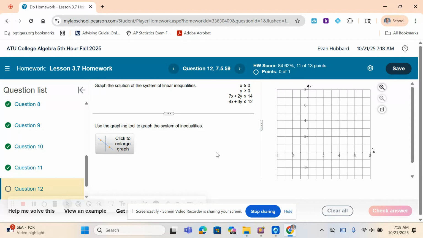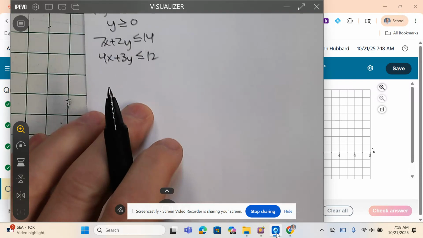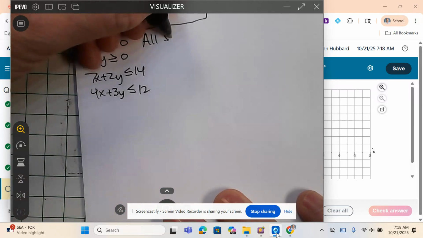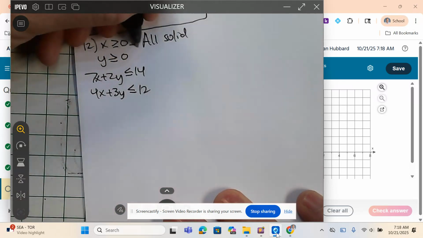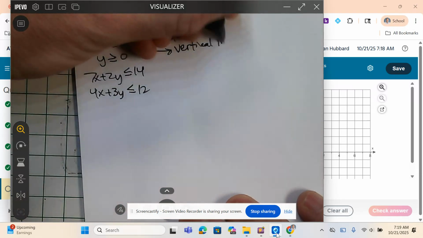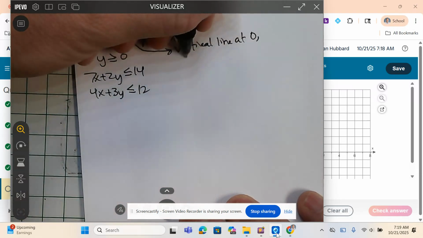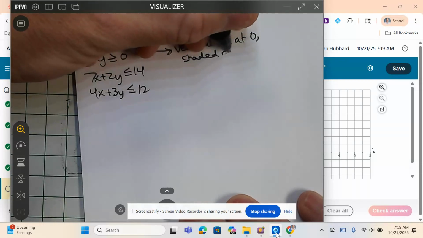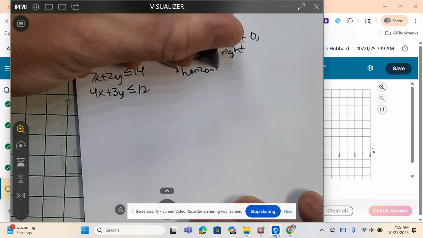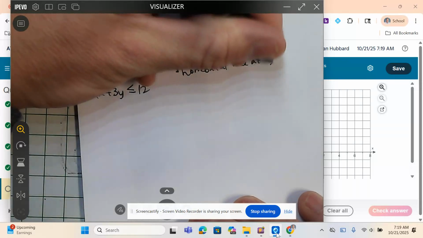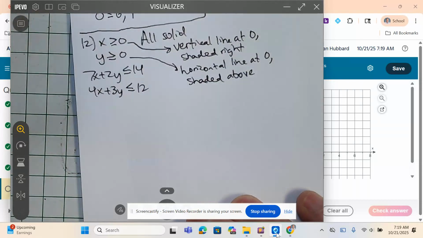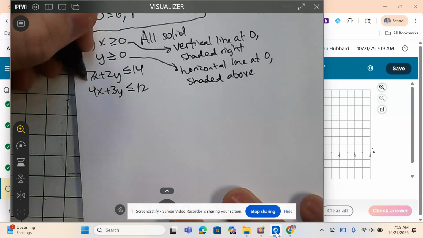Okay, so let's look at this. I'm going to do these two first. They're all solid. All right, x is greater than 0. That's a vertical line at 0, shaded right, because which way is greater than? This is a horizontal line at 0, shaded above, because it's greater than.